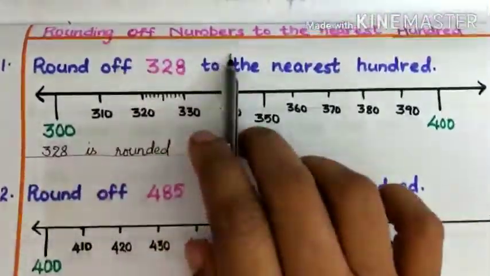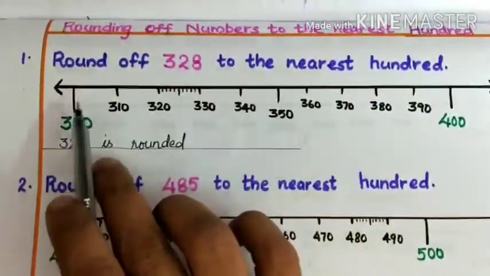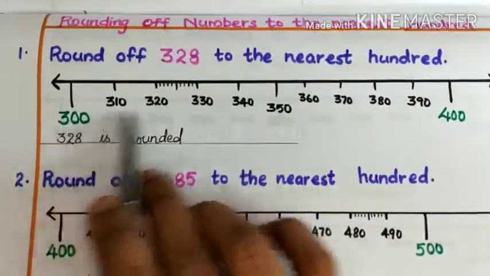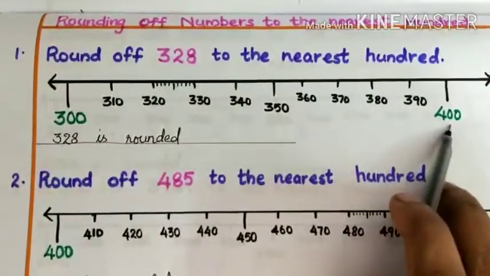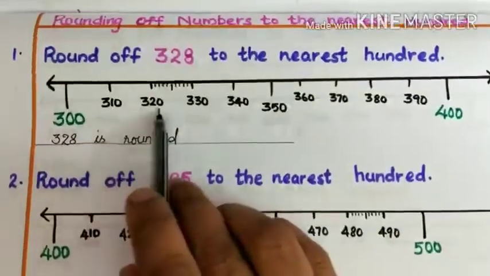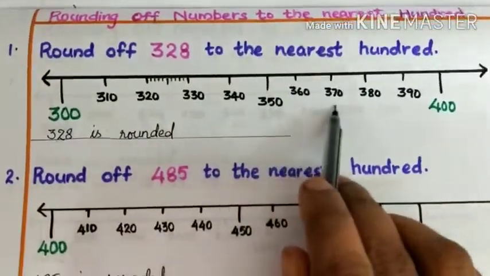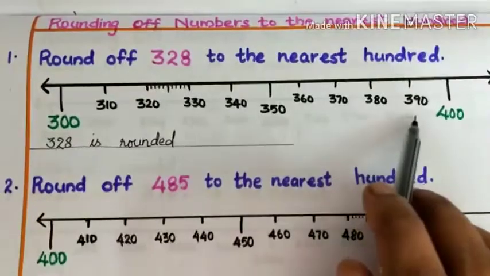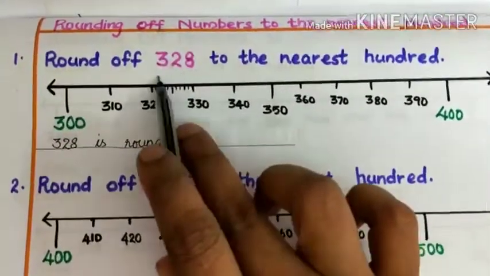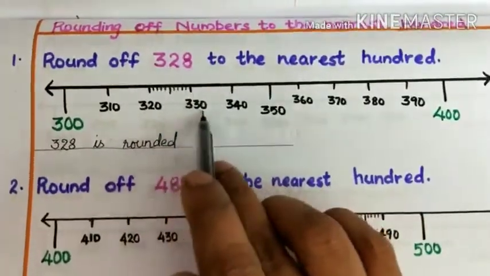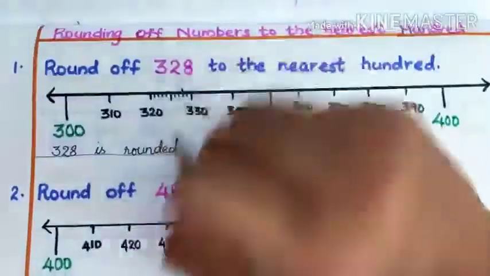Rounding off numbers to the nearest 100. Now see the number line. Numbers from 300 to 400 are marked: 300, 310, 320, 330, 340, 350, 360, 370, 380, 390, 400. Where is 328? 328 is between 320 and 330. It is almost here.